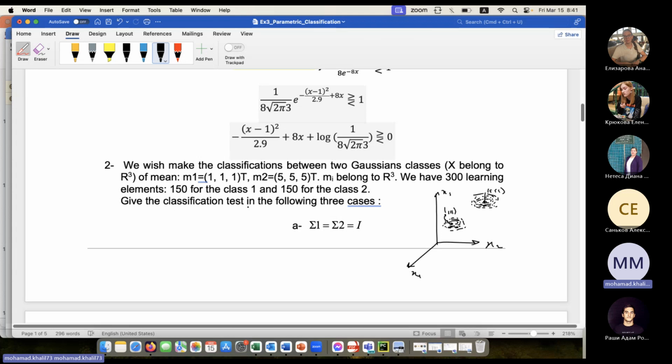We need the classification test in the case of sigma 1 equals sigma 2 equals I. What does I mean? Because we are in R3, I is the matrix with rows (1, 0, 0), (0, 1, 0), and (0, 0, 1). This means the variance is 1 and we don't have any covariance. This is the matrix I in R3.